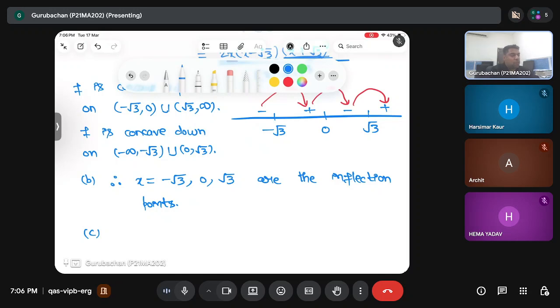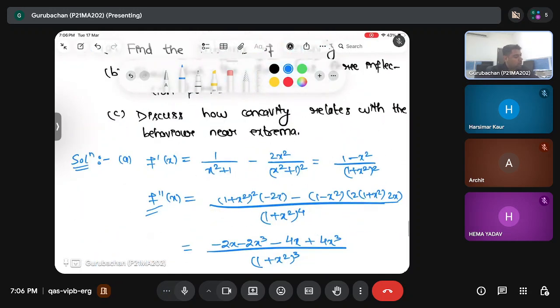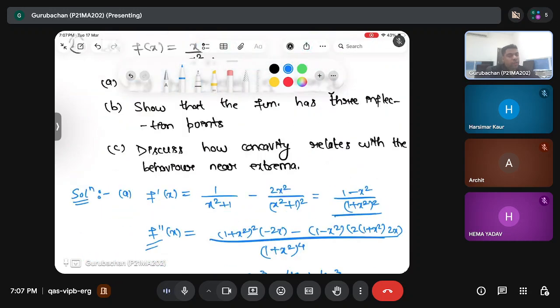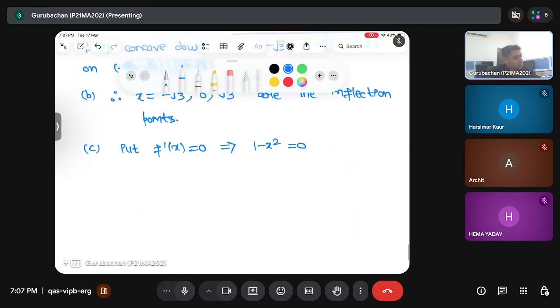So what are the extreme points here? What is this f dash x? To check the extreme points, what do we do? We put f dash x to be 0. So if you observe, only the numerator will correspond to 0, because the denominator is always well defined and is always greater than 1. So only these 2 points, x equal to plus minus 1, are the critical points.